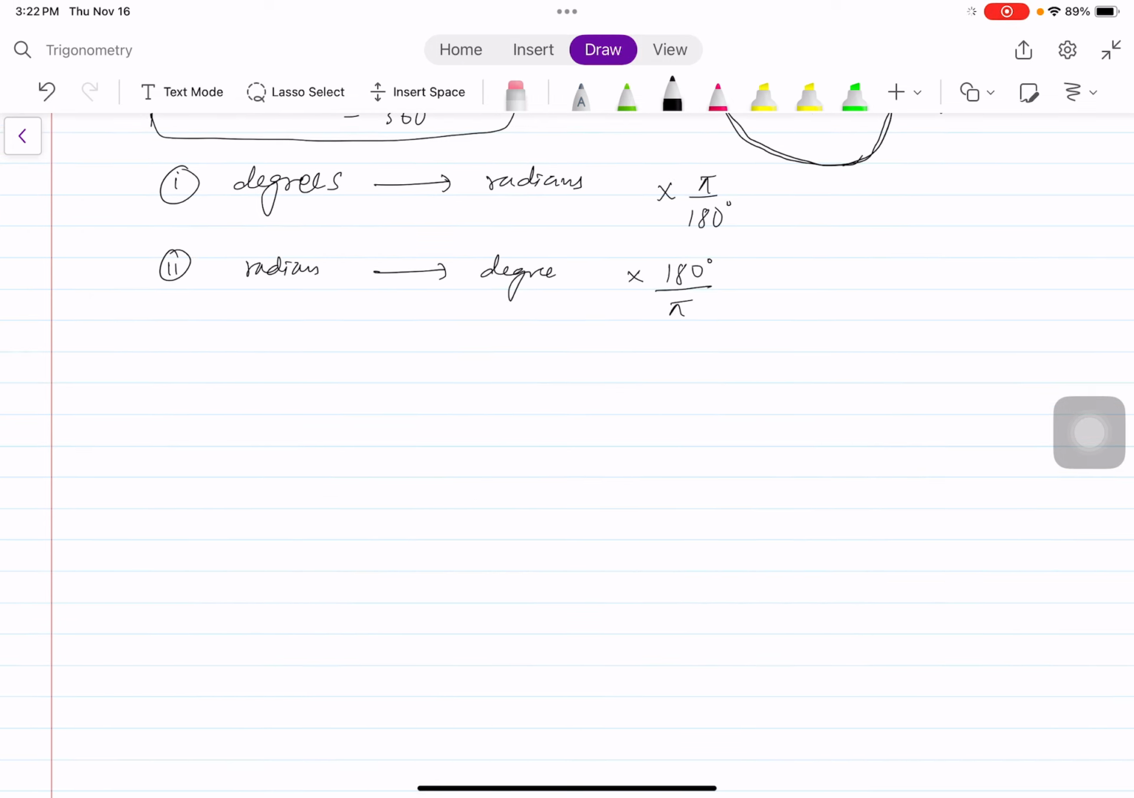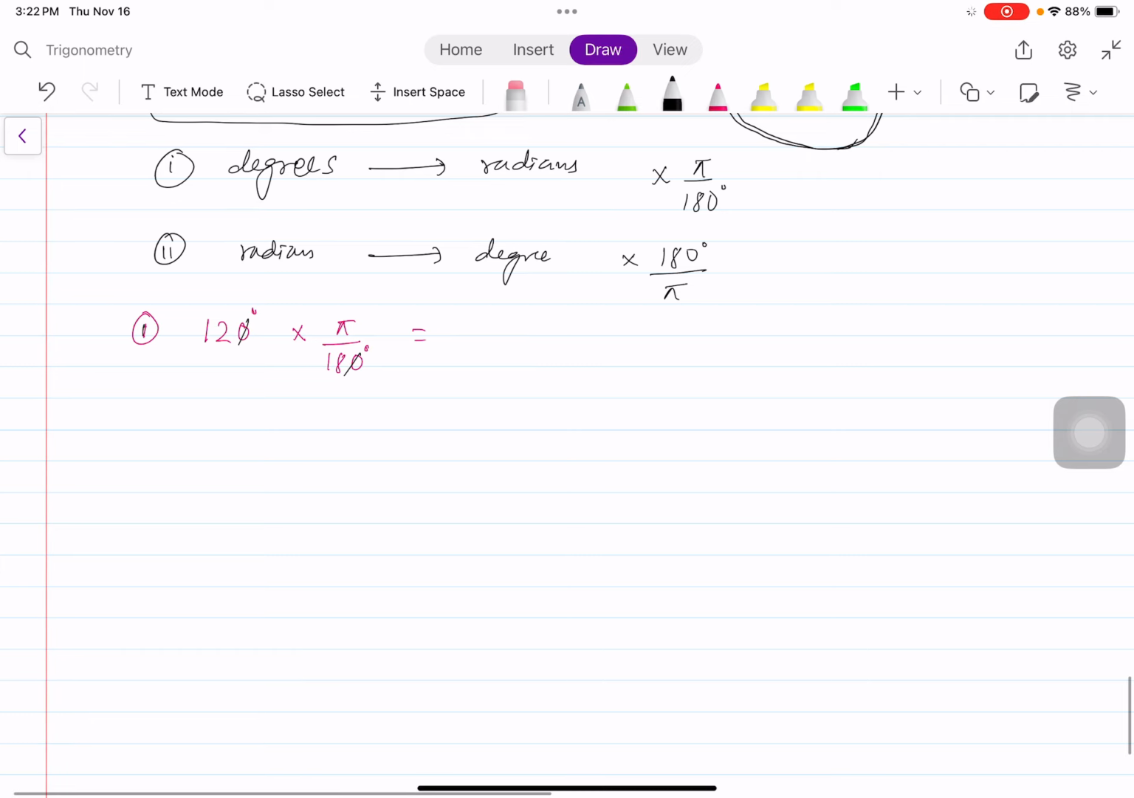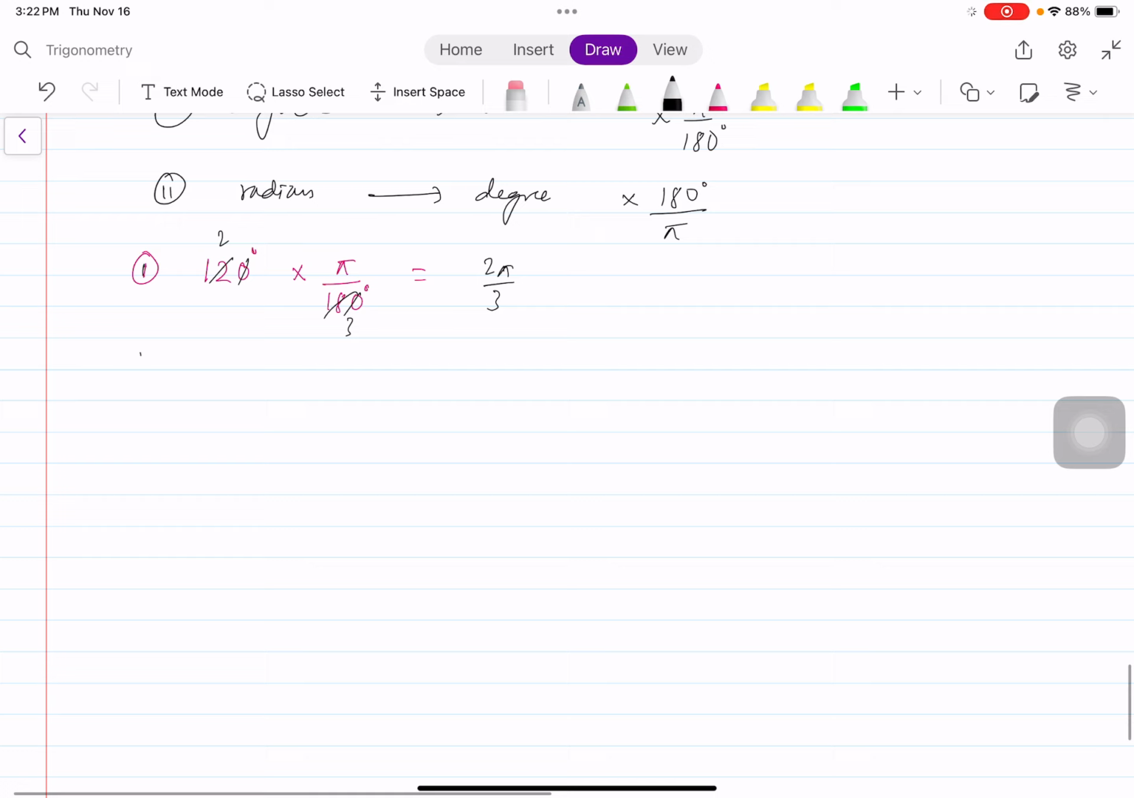Let's do a couple of examples related with point A. Say I'm given some angle in degrees, 120 degrees. How to convert it to radians? I multiply it by pi over 180 degrees. If you look carefully, both the numbers are multiples of 60, so we get 2 pi over 3. So this is the corresponding value in radians.